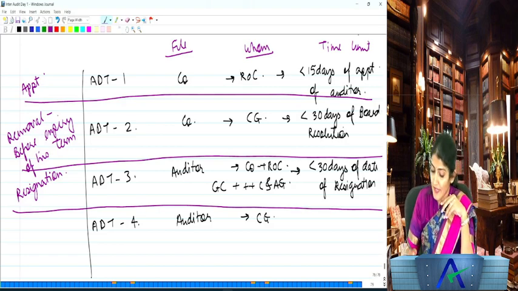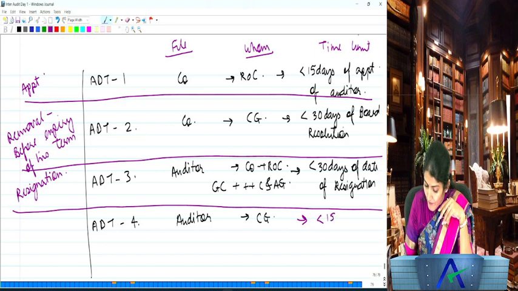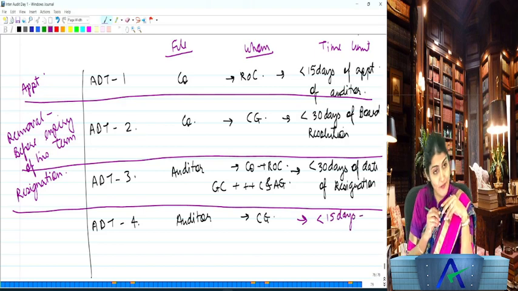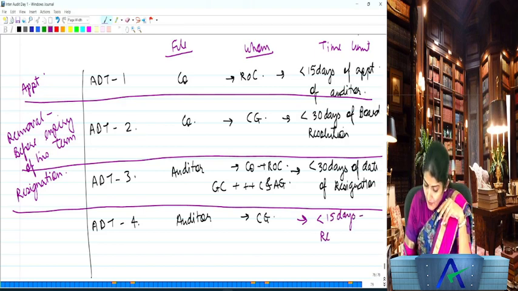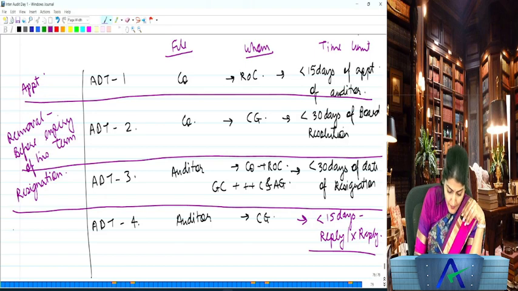Yes, what is the time limit for that? Within 15 days. When you receive a reply or you don't receive the reply, right? We'll come to that. Reply for what? It says when there is a fraud, right?